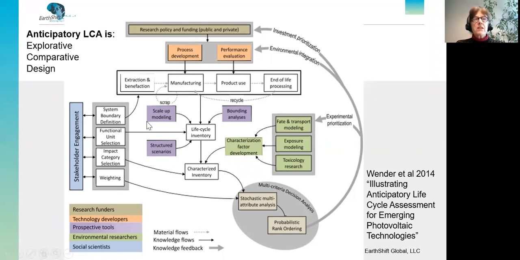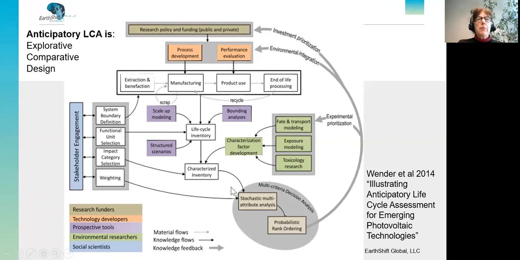So one of the things that we'll look at today is the scale-up modeling, that when you're looking at a pilot scale, for example, you're not going to have the same impacts that you might have when you're at production scale. We're going to look at structured scenarios. How is the future going to change, and how does the product adapt through the change? We can bound the analyses, and we'll look at a little bit of that.